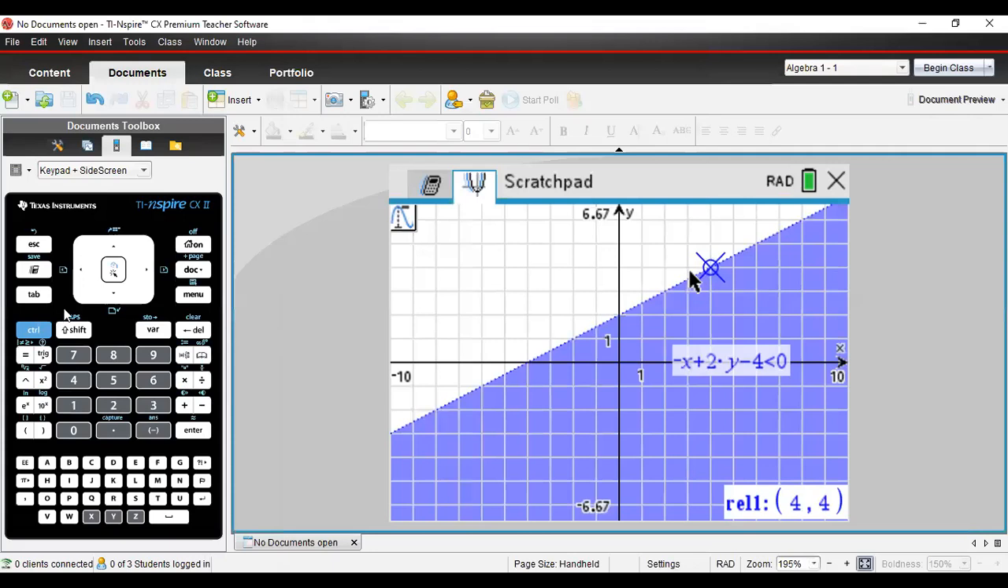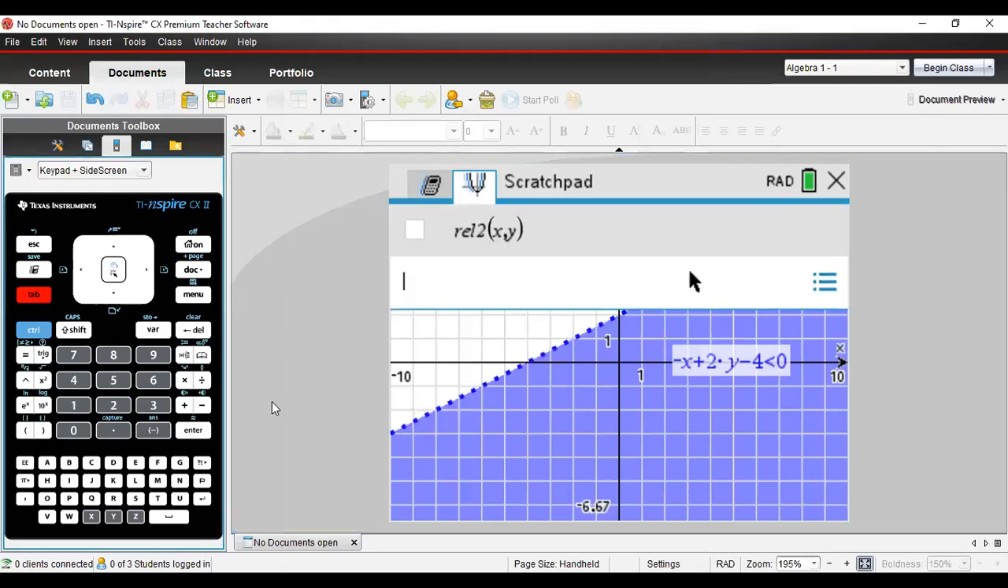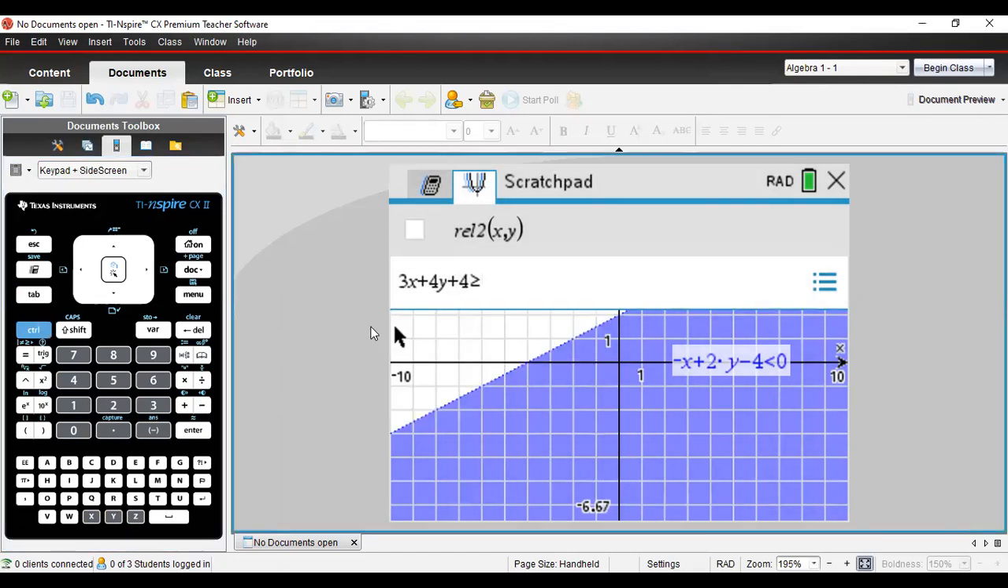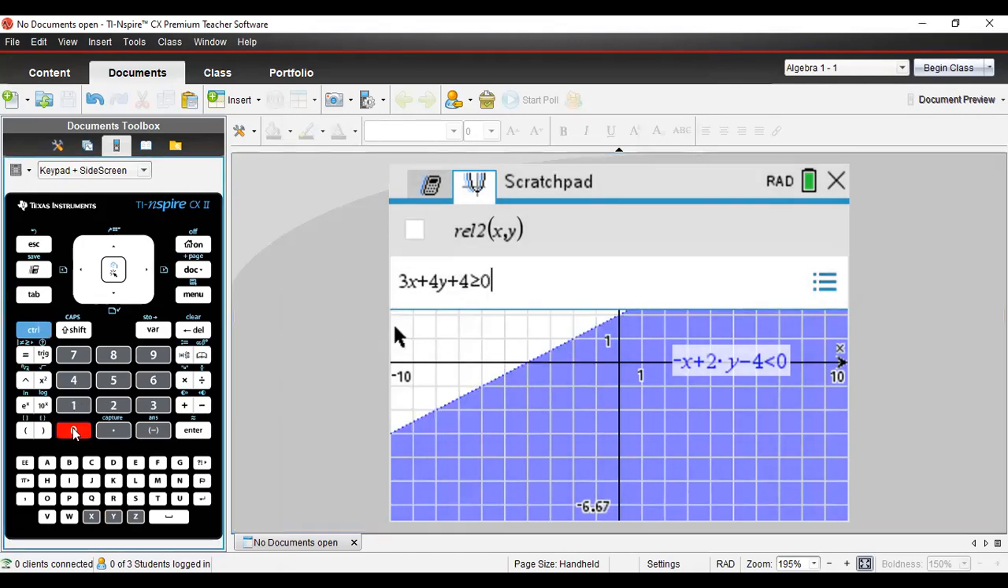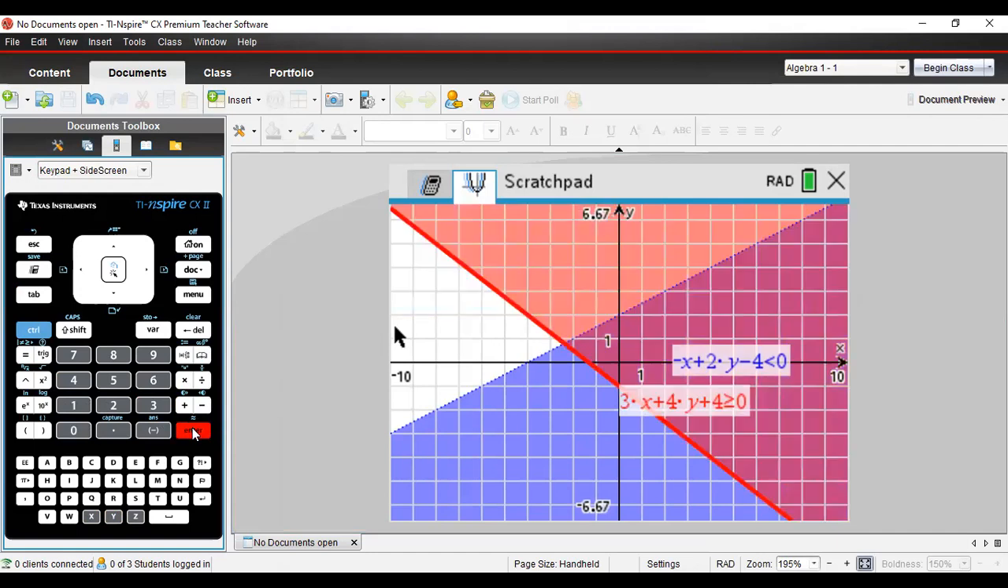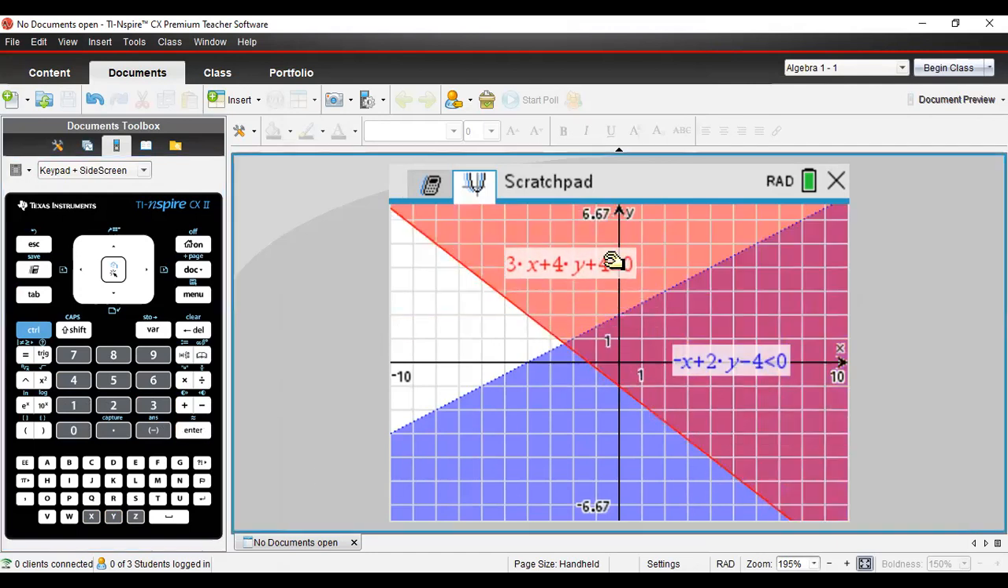I'm going to go back, get the calculator, and enter the second inequality. So it's going to be 3x plus 4y, and then plus 4, and then greater than or equal to. So I use this one, and then I put 0. Now I press enter, and that's what my graph looks like. Now, what I need to do is get 2 points on this line, and then I'm just going to graph it, and then I'm going to shade above it.